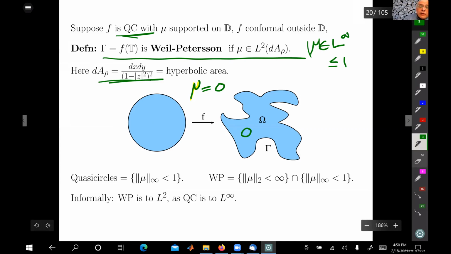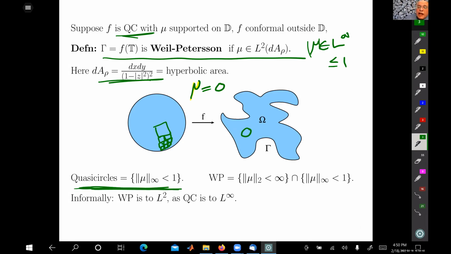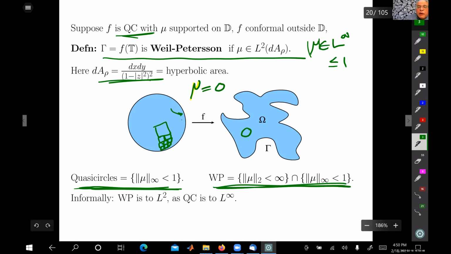Remember, in the disk, unit neighborhoods of the hyperbolic metric sort of get smaller as you get close to the boundary. And so because hyperbolic area is infinite, it's not clear that being bounded implies you're in L2. So basically, general quasi-circles correspond to bounded dilatations, and the Weil-Petersson class corresponds to bounded dilatations which are also in L2. So they sort of tend to zero at some rate near the boundary, which is square integrable.